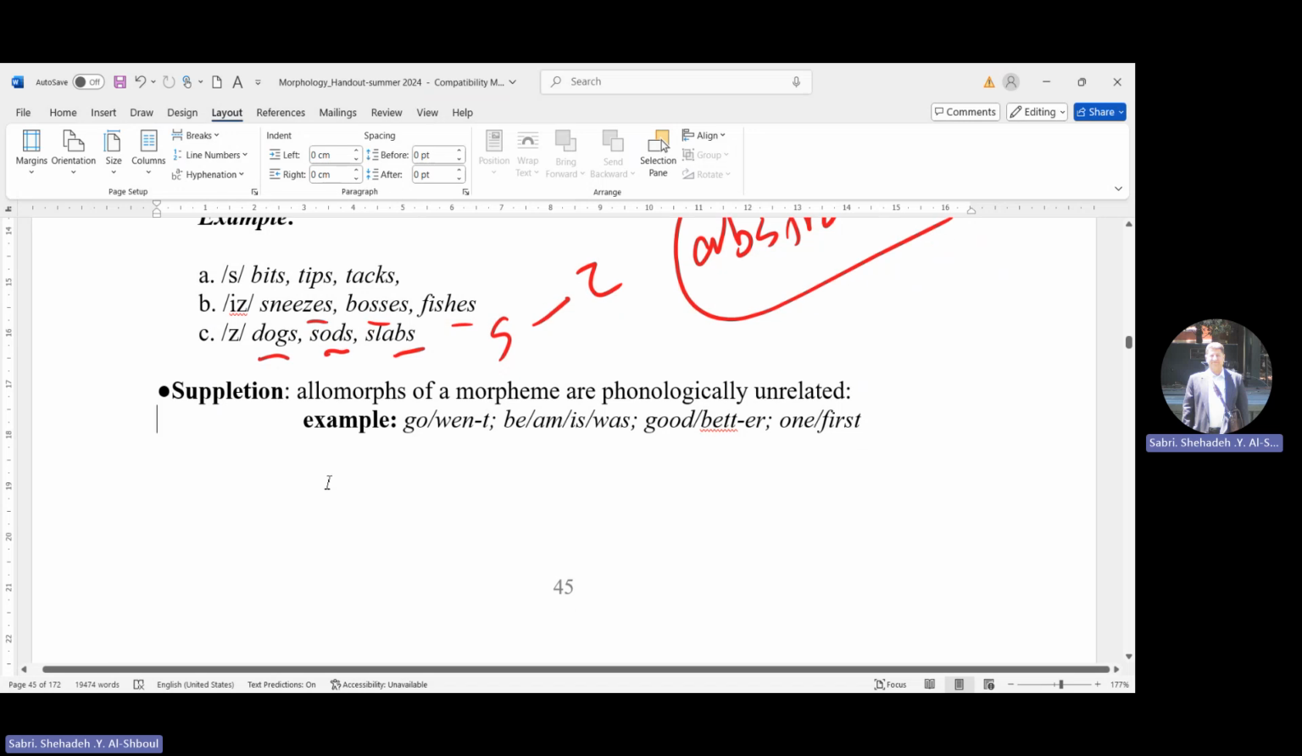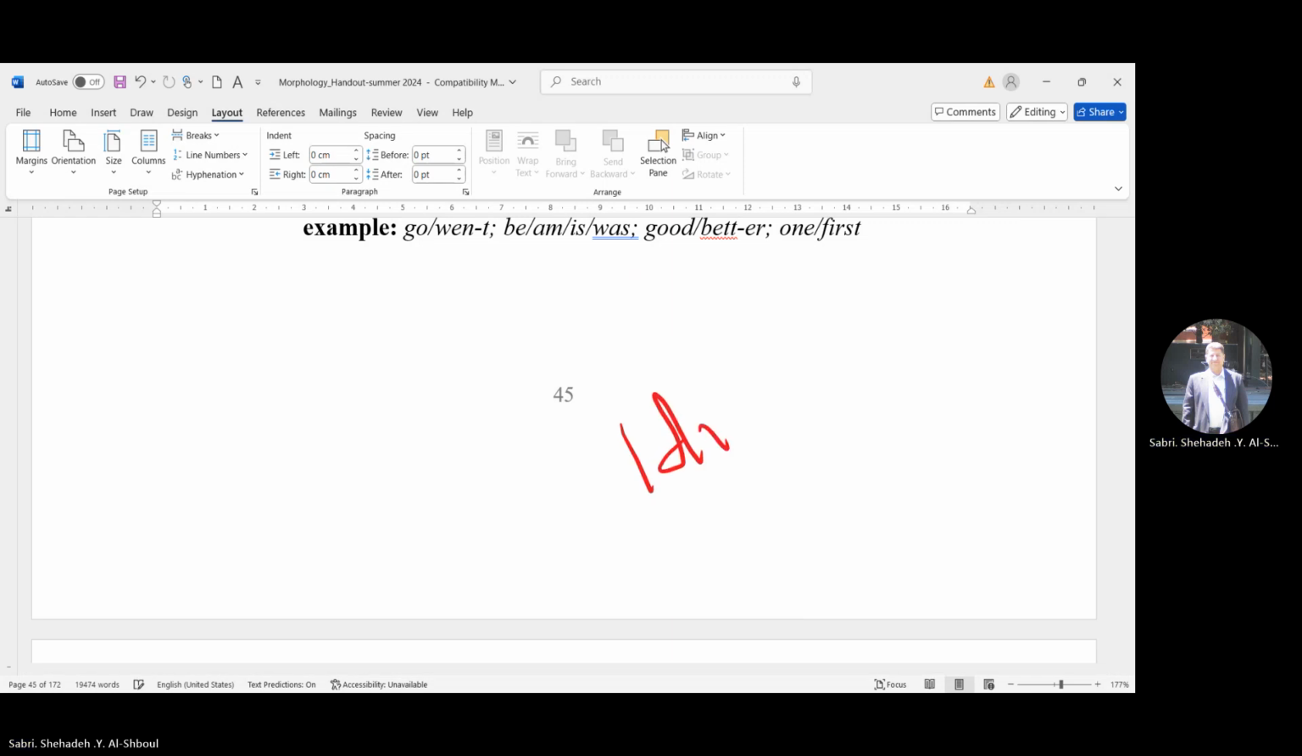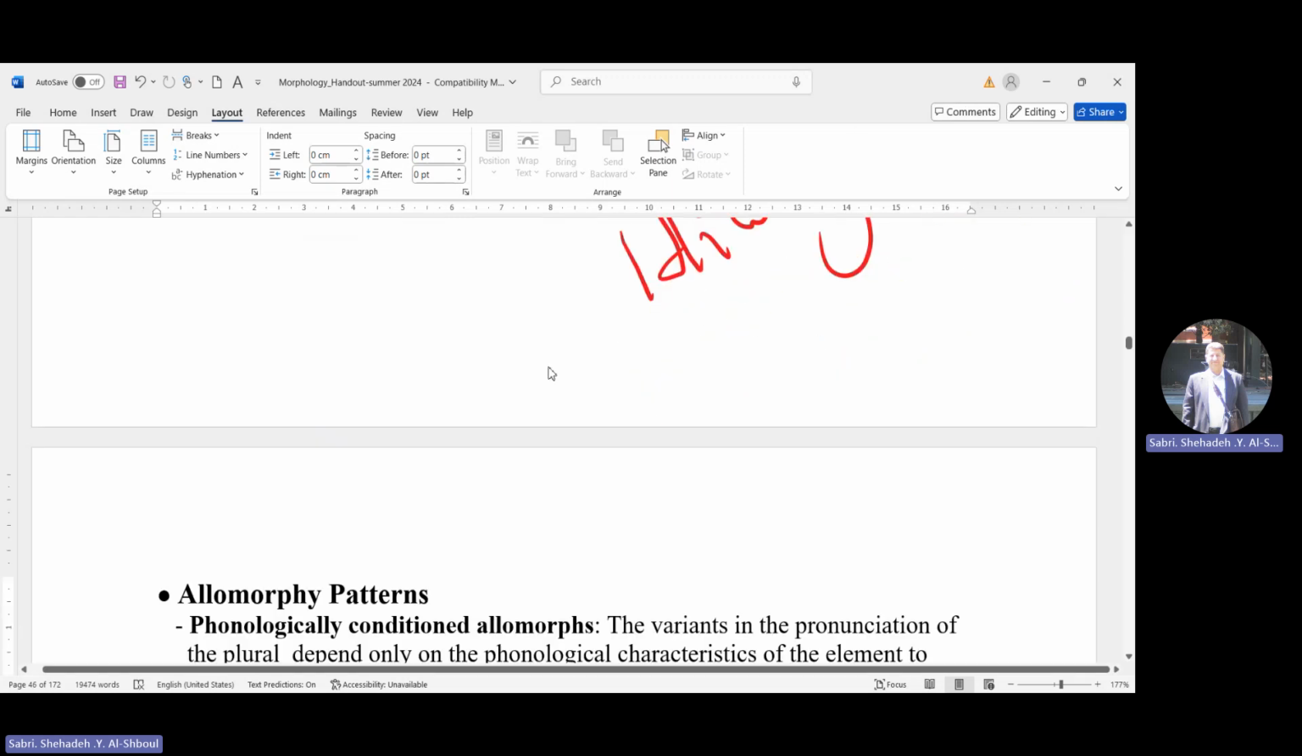So with suppletion, we talk about allomorphs that are phonologically unrelated, like go, went, be, am, is, was, good, better, bad, worse, one, first, something like this. These are, let's call them, idiosyncratic forms that actually are motivated and accounted for based upon maybe the history of the form. So diachronic accounts come into play sometimes to explain certain phenomena like suppletion, because phonology cannot.